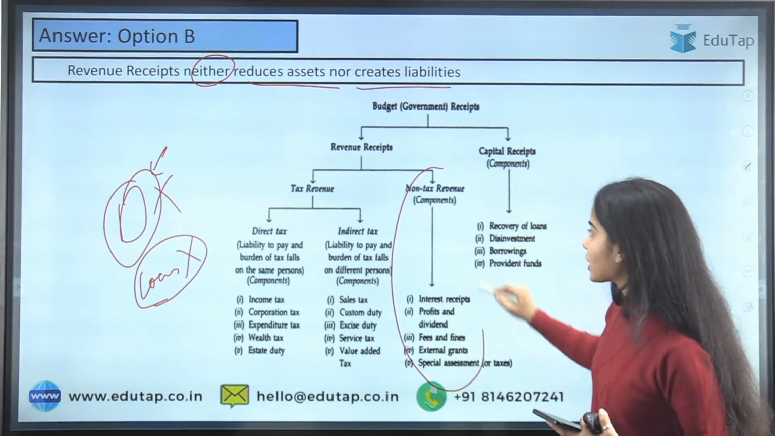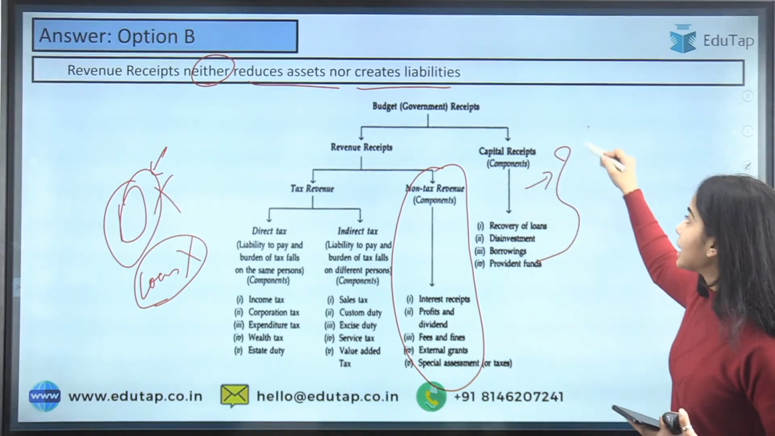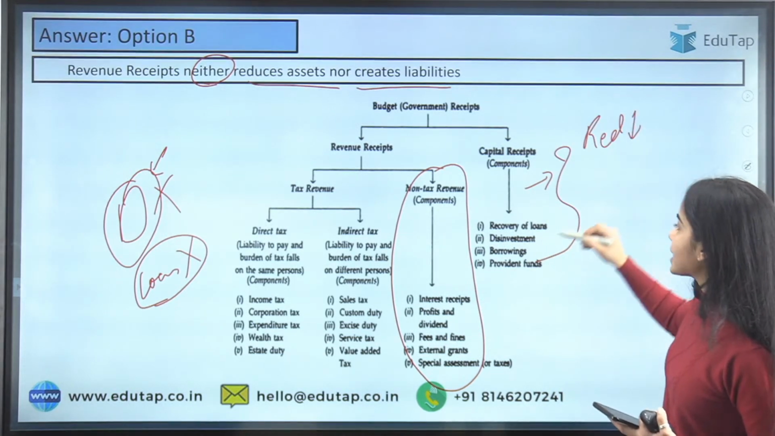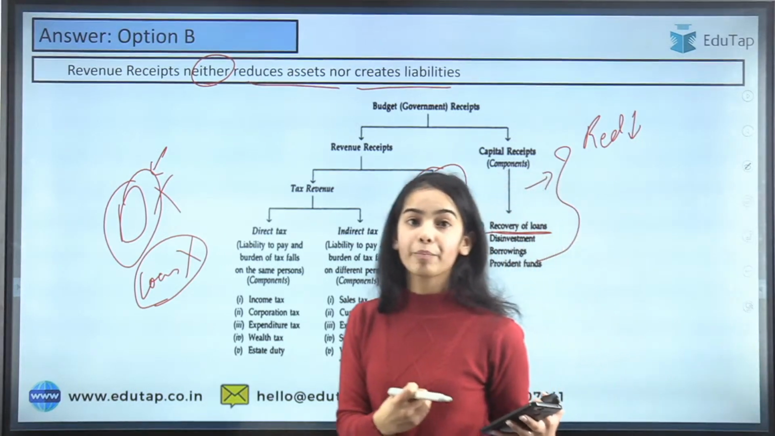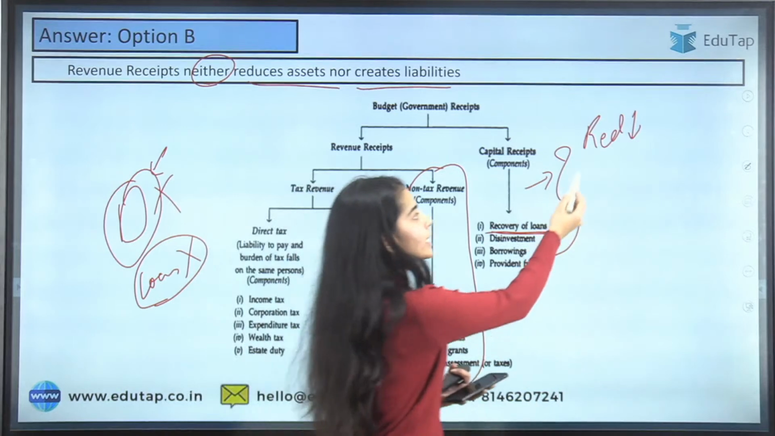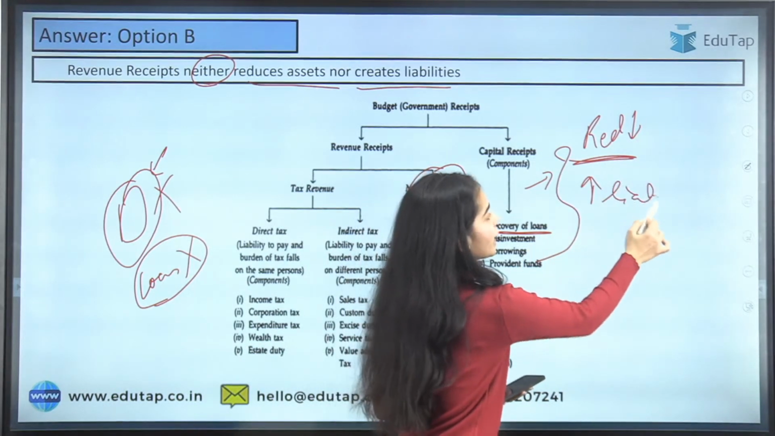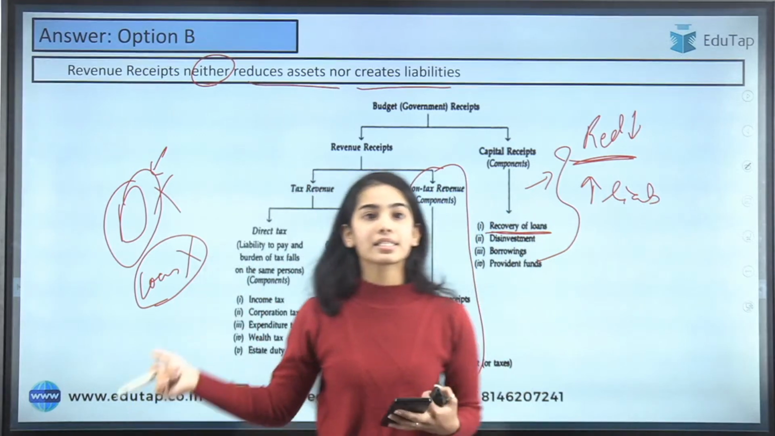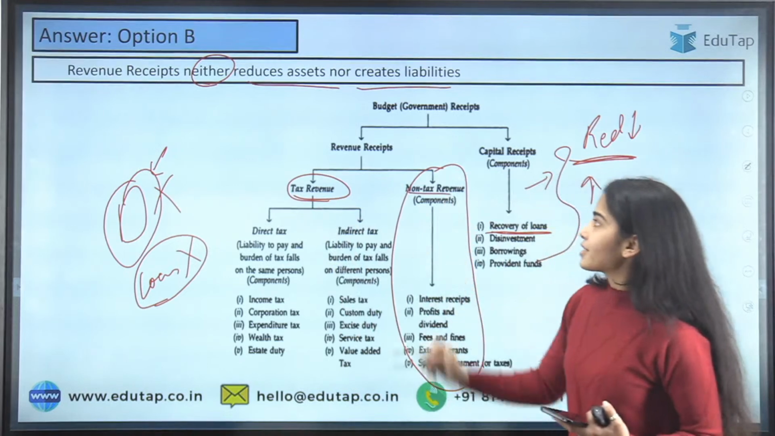And you can see what comes under the non-tax, what comes under the capital. In the capital, you are either reducing the assets, that is the recovery of loans, that is the loan has come back, so the asset has reduced. So you are either reducing the assets or you are increasing the liability. Okay, in the capital receipts, and this is the revenue receipts. Either you can get the tax revenue or non-tax revenue.